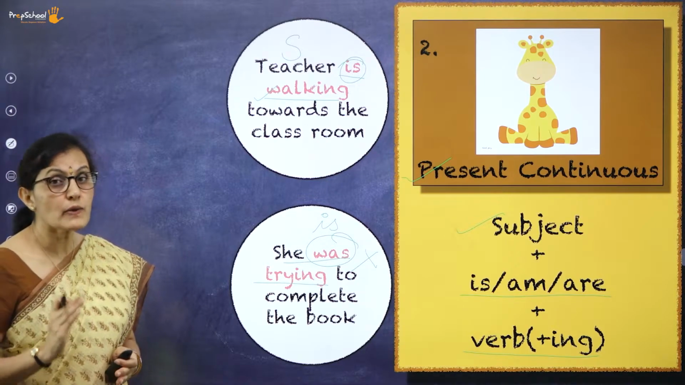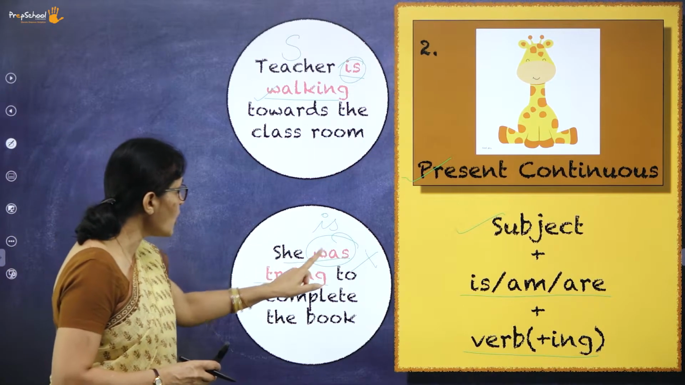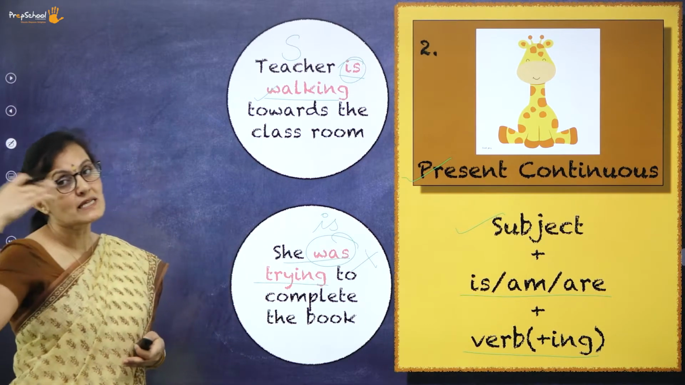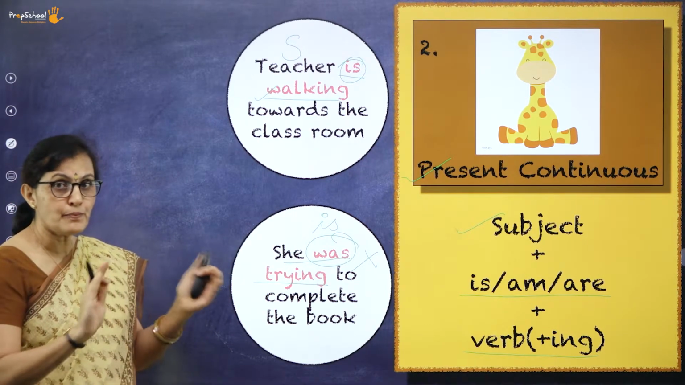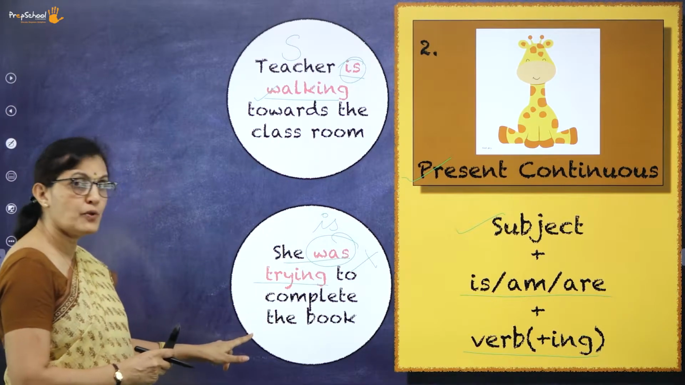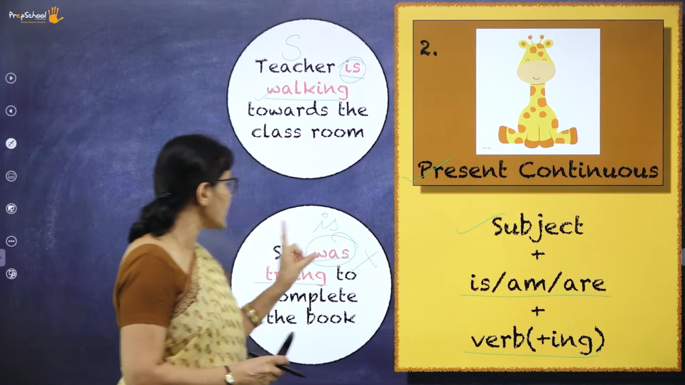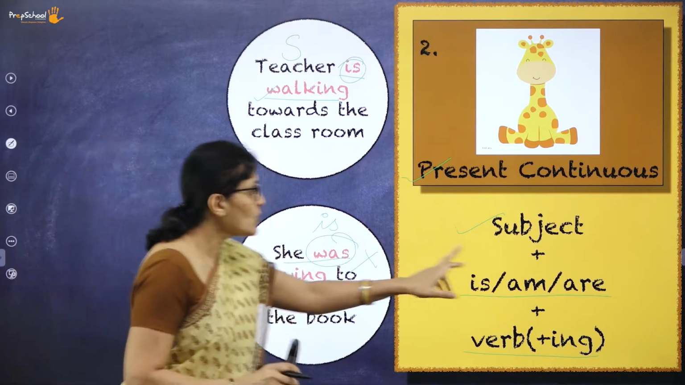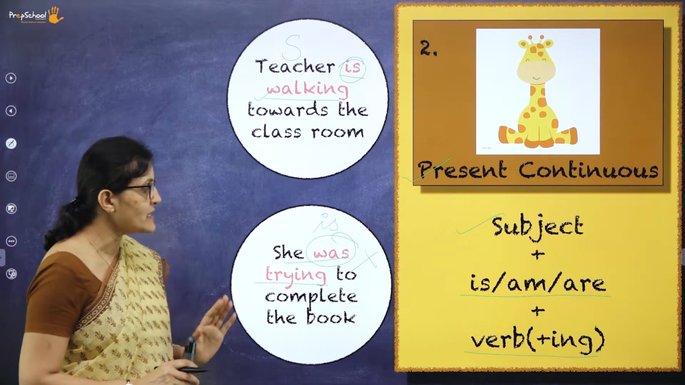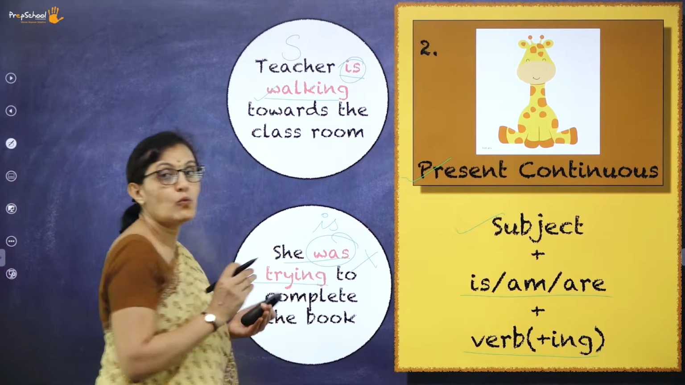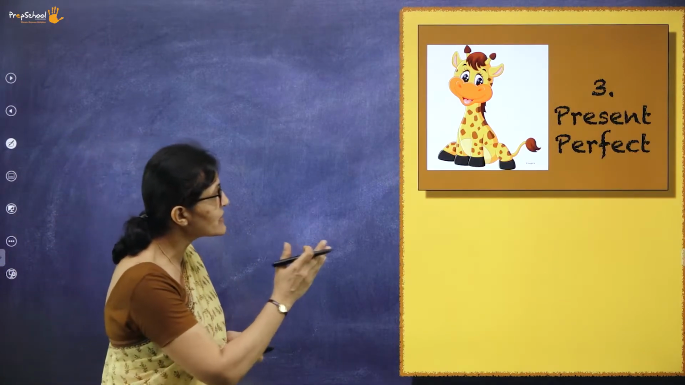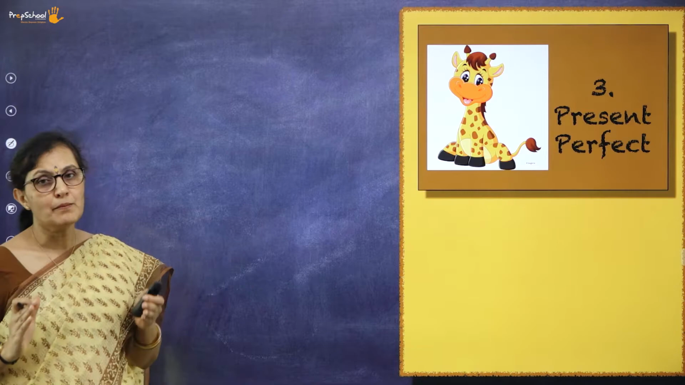Did you get me where we go wrong? If I say she was trying, was is completely wrong because was means it's already happened. It is not present. So it becomes she is trying to complete the book, or I am trying to complete the book, or we are trying to complete the book. So since it is continuous, you have that ing verb also. Did you get me?